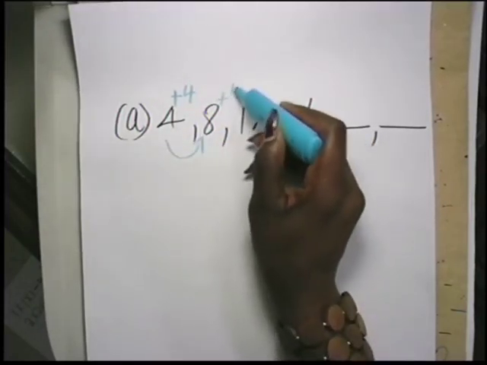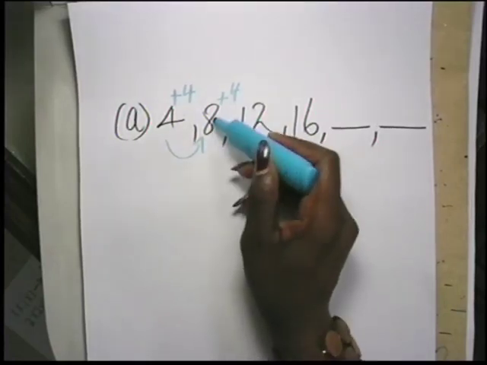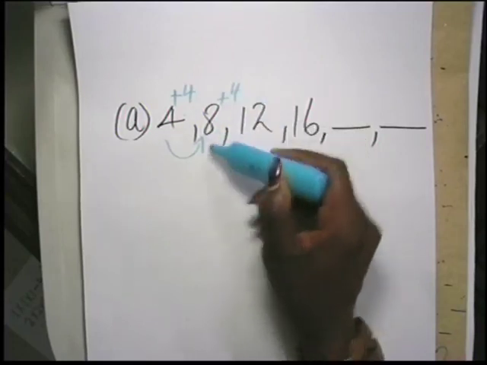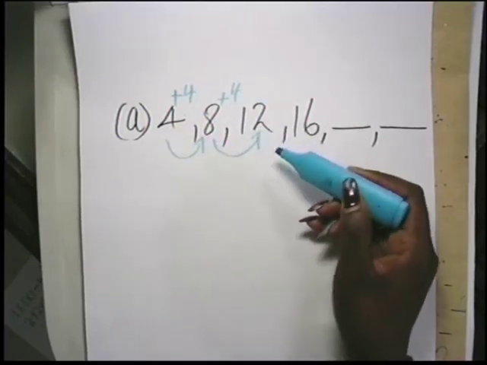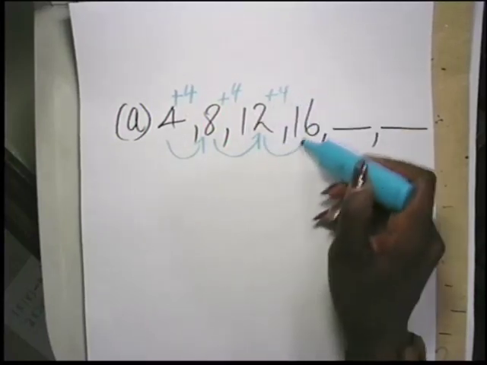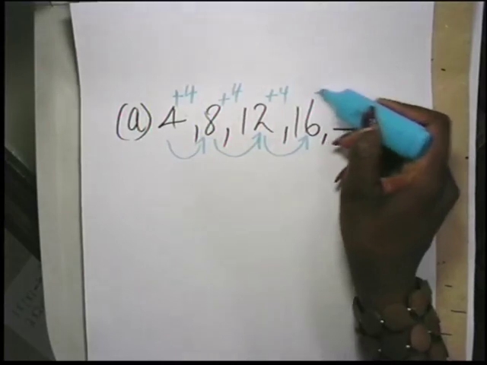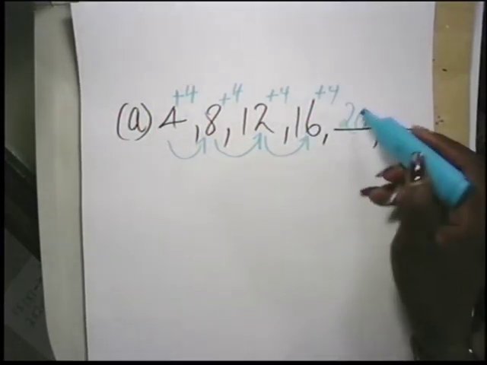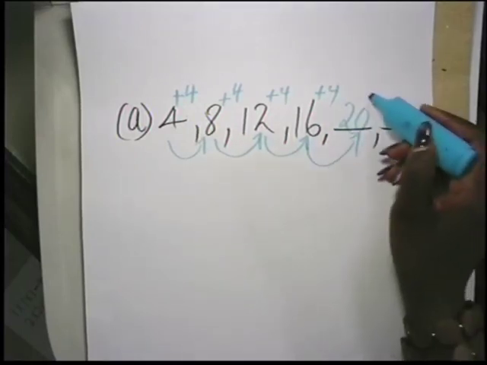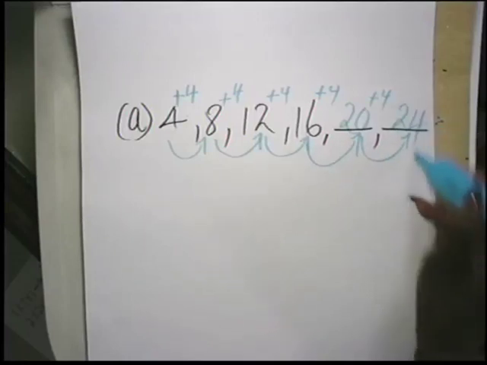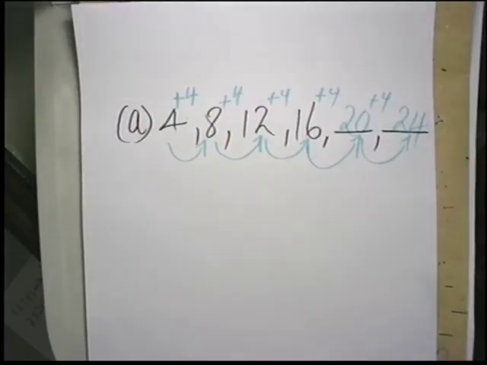What if I add a 4 here? Again, 8 plus 4, what if I add the 4 to the answer that I got? 8 plus 4 will give us 12, which means we have to add 4 each time. 12 plus 4 is equal to 16. If I add 4, 16 plus 4 will give me 20. So my next term is 20. I add the 4 again, my next term is 24. Very good. Now we know how to get the next numbers.